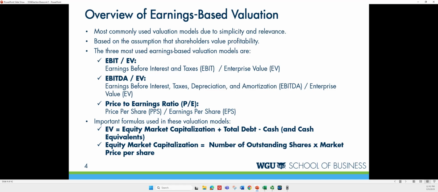Now, these ratios are going to also require some important formulas. The first is the actual formula for the enterprise valuation, which is going to be our equity market capitalization, which is the value of the firm's stock in the market, plus total debt minus cash and cash equivalents. The next is the equity market capitalization for the firm, which is going to be the number of outstanding shares of stock there are times its market price per share. So these are some common formulas that we will be using throughout this session.